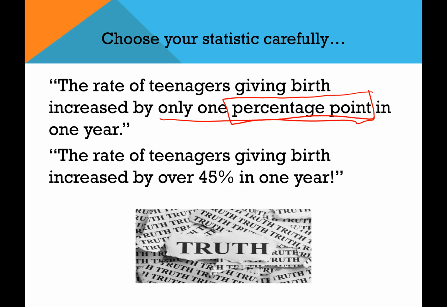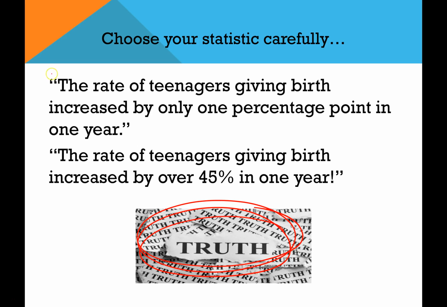However, when you're talking about the rate, or you're talking about how much is increased by, you would say the rate of teenagers giving birth has increased by over 45% in 1 year. These are both true, and you would want to use them to make a point depending on what you're arguing. If you want to argue perhaps that we should not allow birth control to be discussed in health class, and you would say, hey, we don't really have a problem here, I would use this fact, the fact that the rate of teenagers giving birth increased by only 1 percentage point. Like, whoa, that's not that big. No big deal. We don't have to deal with this issue.